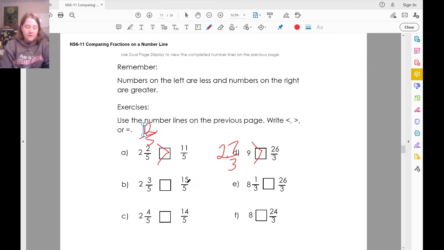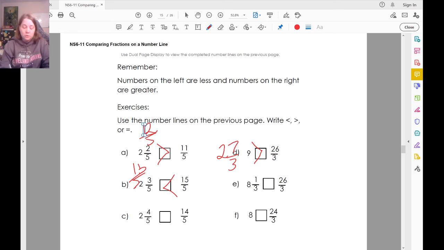2 and 3/5 compared to 15/5. Let's go ahead and convert that into an improper fraction. 2 times 5 is 10 plus 3. That's 13/5. What's more, 13/5 or 15/5? 15/5 is more. You know what? I changed my mind. Let's go ahead and convert these into mixed numbers.